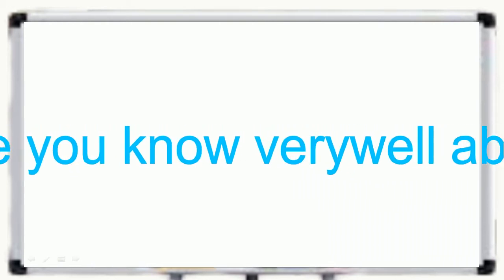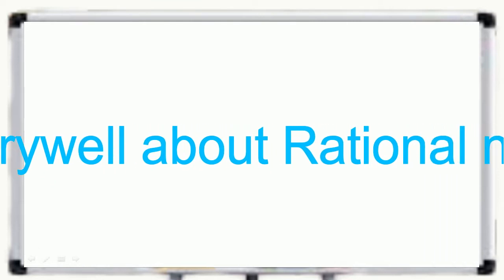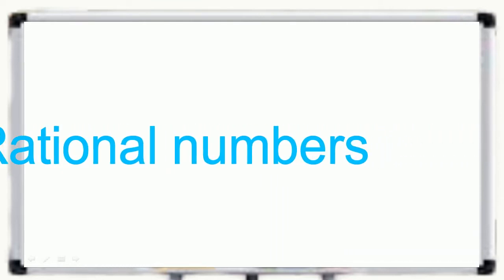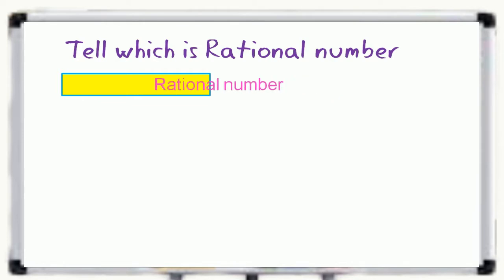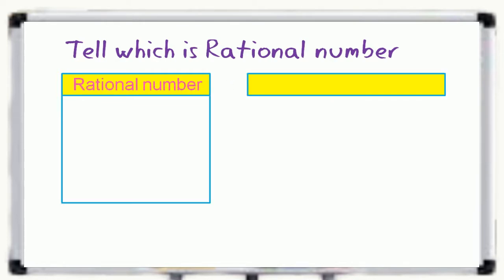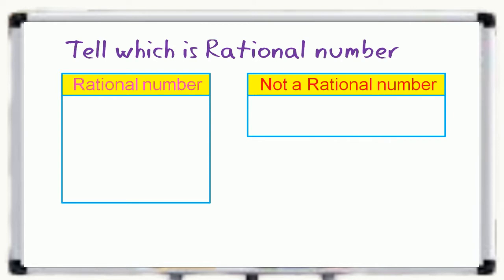Already you know about rational numbers. In our previous class we learned about rational numbers. So here is a game for you. Tell which is a rational number. This box is for rational numbers and this box is not a rational number. You have to write rational numbers in the first box, not rational numbers in the second box.